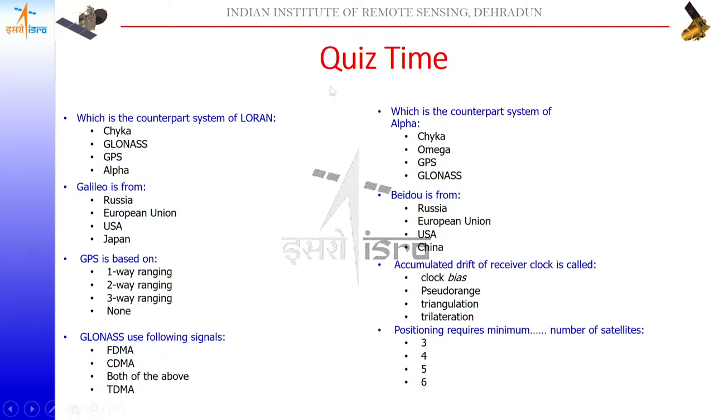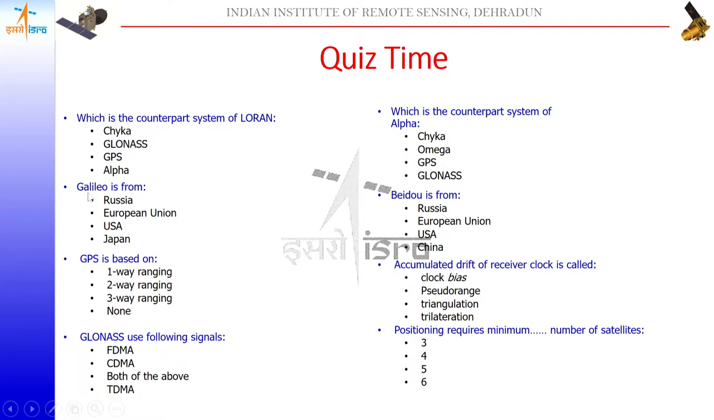So here is a quiz. Let me go through this. Which is the counterpart system of Lorentz? I hope everybody knows about this. There are 4 options. I think you are all aware of this now. It's Chakya.